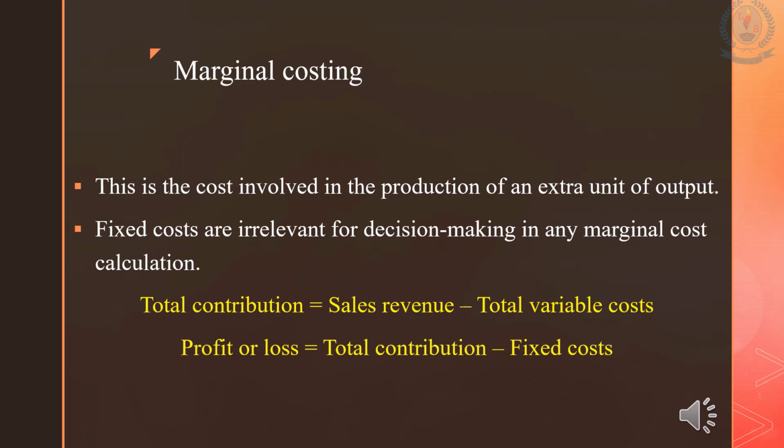Marginal costs are the costs involved in the production of an extra unit of output. Although they exist, fixed costs are irrelevant for decision making in any marginal cost calculation, as all decisions are based on the contribution calculation. Marginal costing asks how much it costs to produce one more unit, and the only additional costs are variable costs.